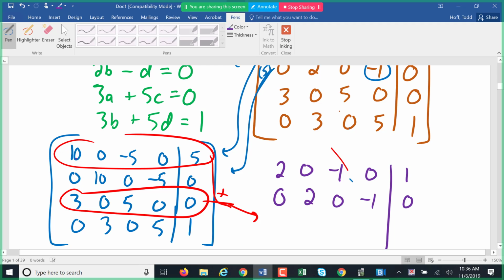So I've got 10 and 3 makes 13. 0 and 0 is 0. -5 and 5 is 0. 0 and 0 is 0. 5 and 0 is 5.